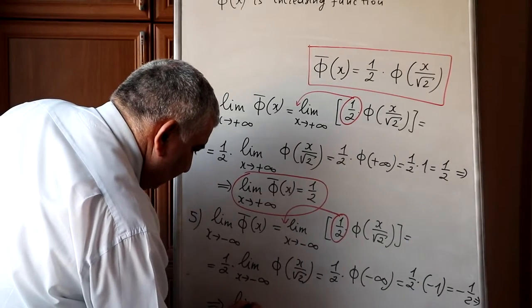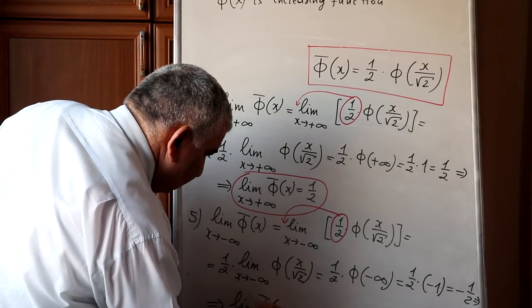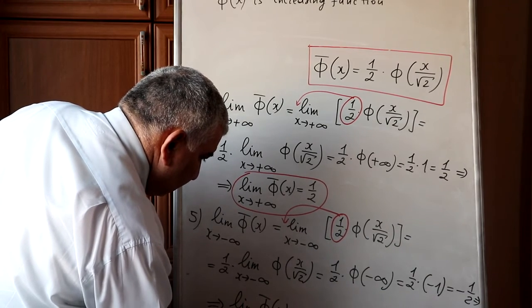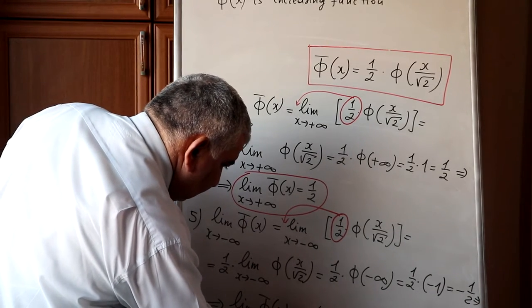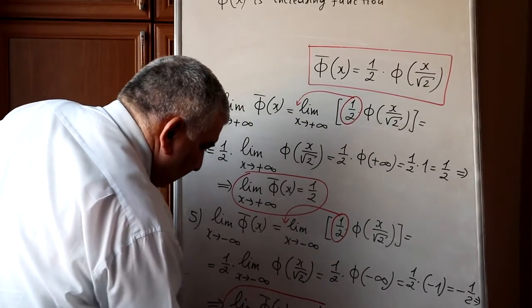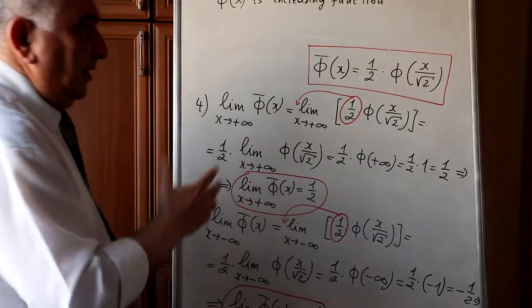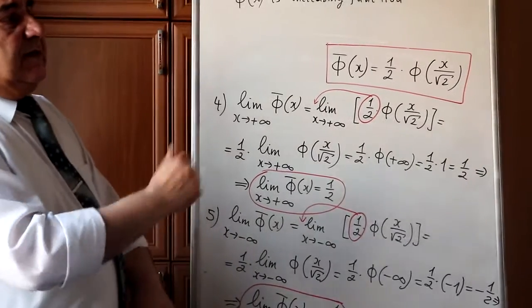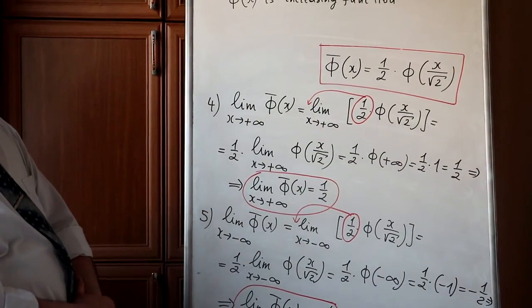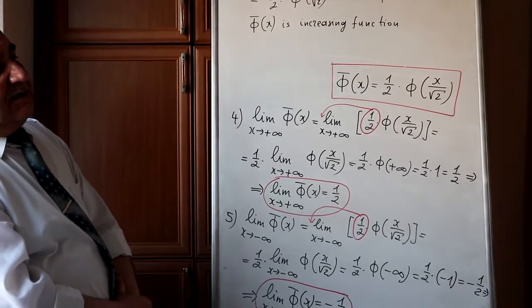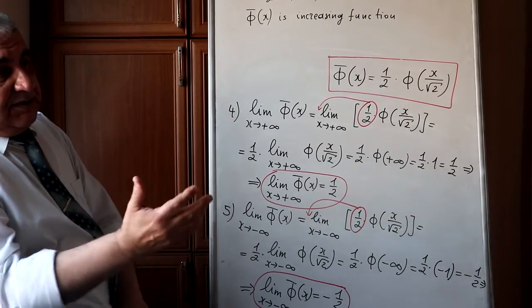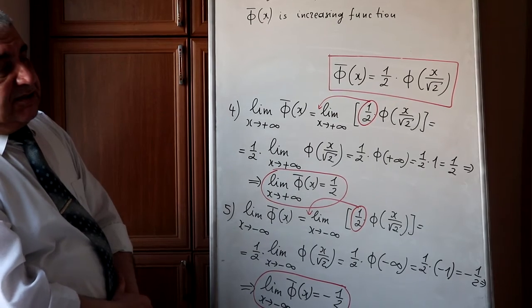The limit of phi bar of x at minus infinity is minus 1 second. Well, we have the following results. According to the first property, at 0 the Laplace function is 0. It means the graph of the Laplace function is passing through the origin. Origin in Azeri is coordinate başlangıcı.